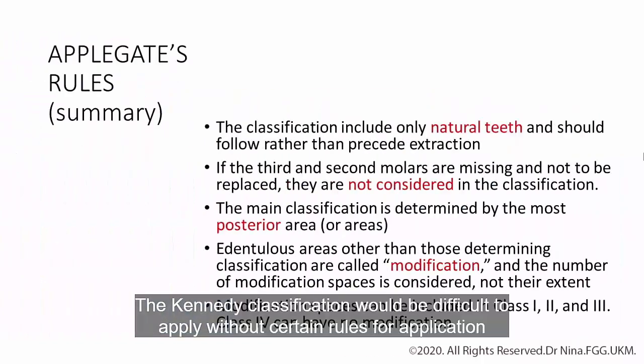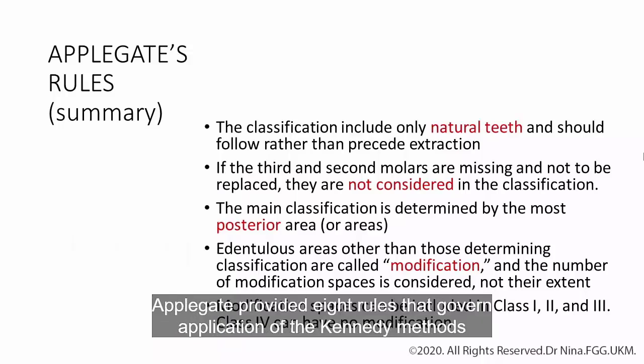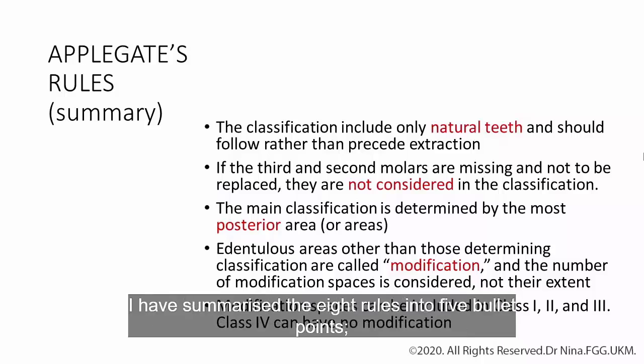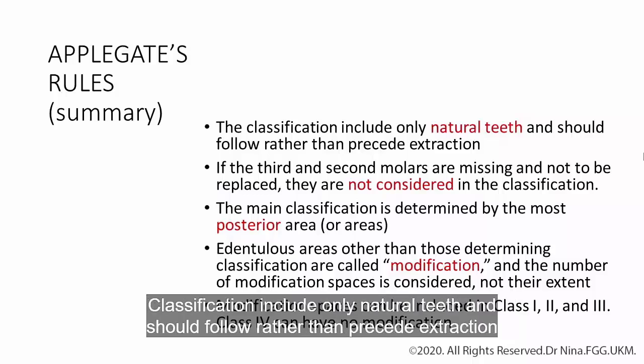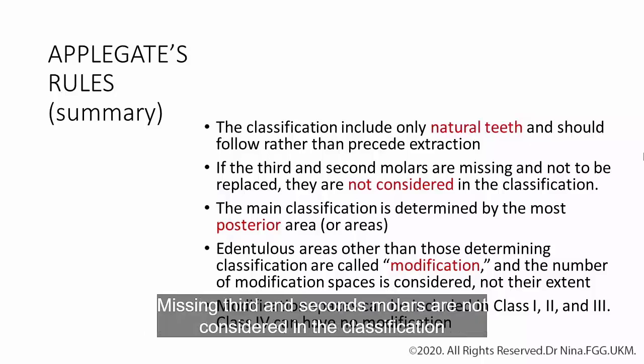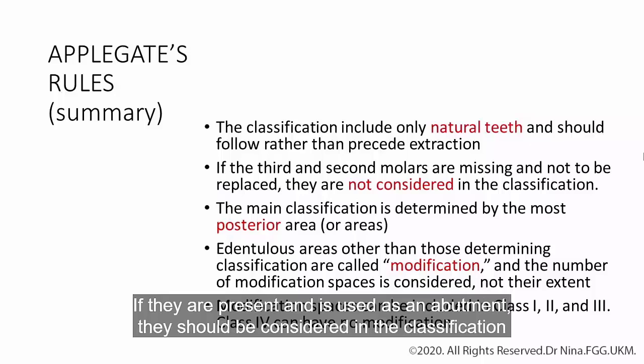Now, Kennedy classification would be difficult to apply in every situation without certain rules for applications. Applegate provided 8 rules that govern application of the Kennedy method. If you can see from this slide, I have summarized the 8 rules into 5 bullet points. The first one is that the classification should include only natural teeth involved in the definitive dentures and should follow rather than precede extraction. That means the classification should be identified after extractions. If the third and second molar are missing and not to be replaced, they are not considered in the classifications. However, if they are present and used as abutments, they should be considered in the classifications.